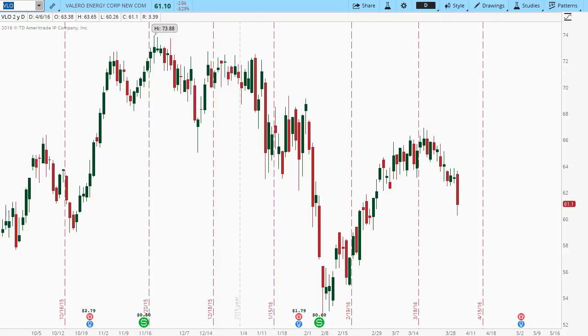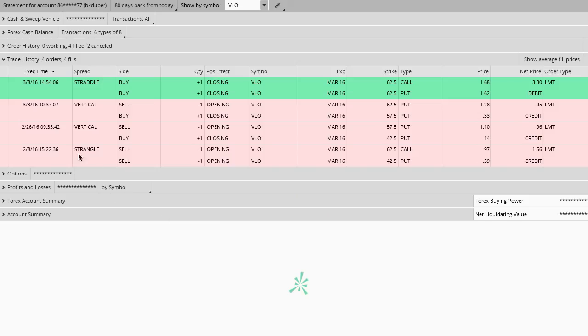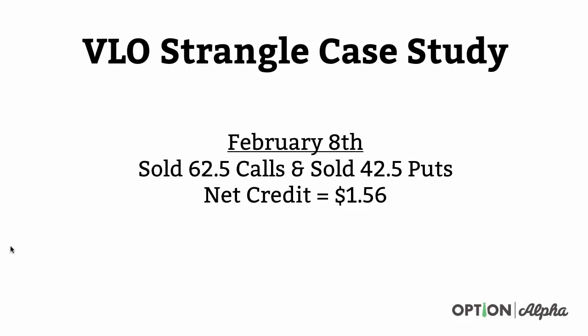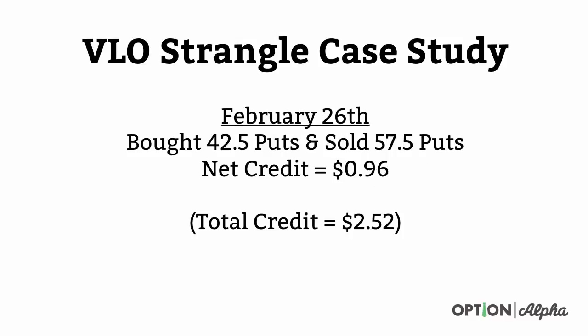If we go to our trade tab here, you can see our initial entry position right here on 2/8. We opened up the March 62.5 calls and 42.5 puts for a $156 credit. Now, as the market started to rally and as VLO started to rally, on February 26th what we ended up doing is moving, you guessed it, the put side higher. We did not move the call side. We left our 62.5 calls exactly where they were, and we bought back our 42.5 puts and resold new puts at 57.5, taking in a net credit to do so of 96 cents.